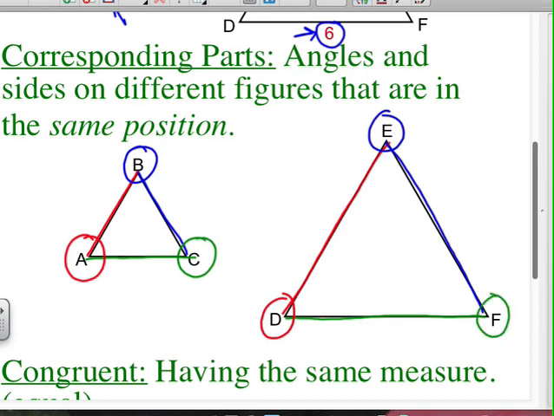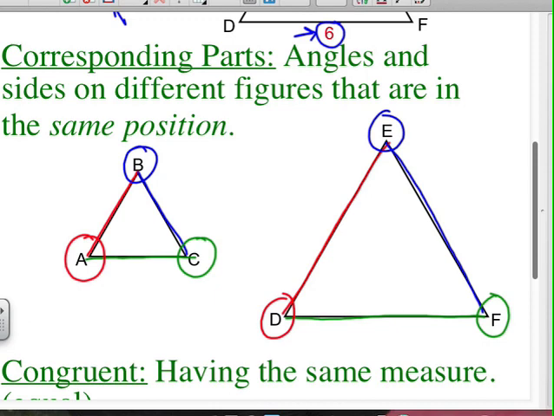Now, this really does become an important concept in a little bit when I start showing you how to make some calculations to find some missing measurements. You have to be able to find the corresponding parts between these triangles. Of course, it's not always quite this simple. They're going to take some of these triangles, rotate them a little bit, and flip them and turn them. So it's not always quite this easy to match up who corresponds with who.